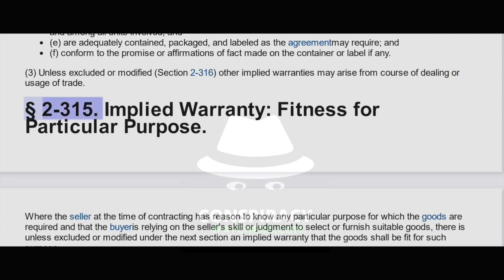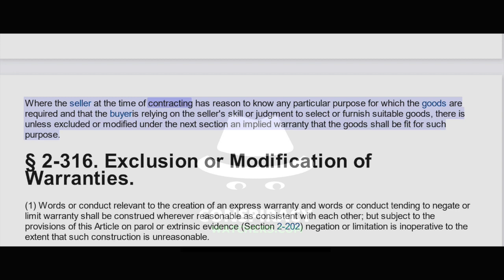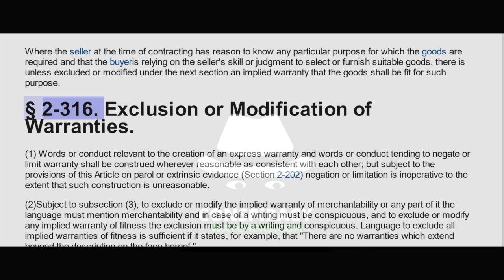Section 2-315. Implied warranty, fitness for particular purpose. Where the seller at the time of contracting has reason to know any particular purpose for which the goods are required and that the buyer is relying on the seller's skill or judgment to select or furnish suitable goods, there is, unless excluded or modified under the next section, an implied warranty that the goods shall be fit for such purpose.